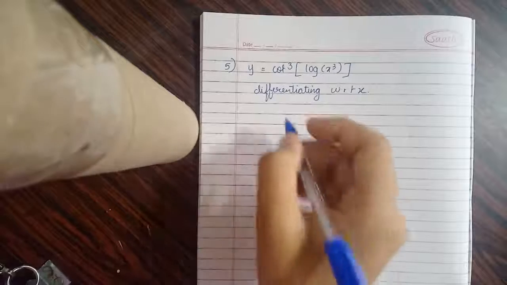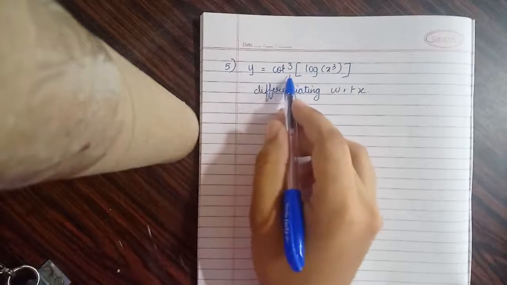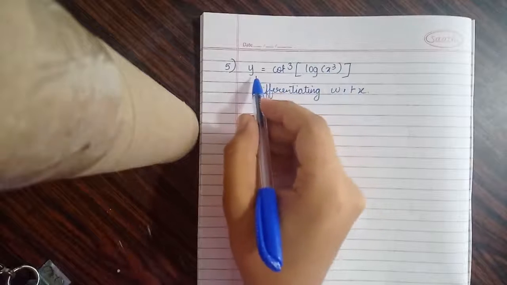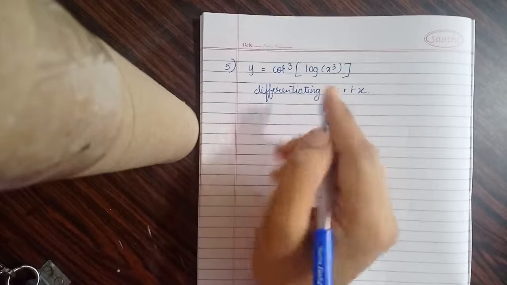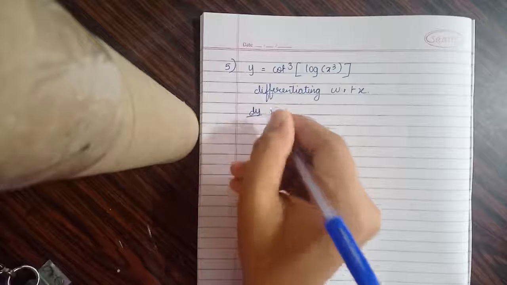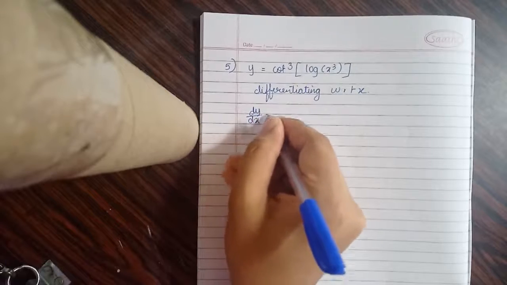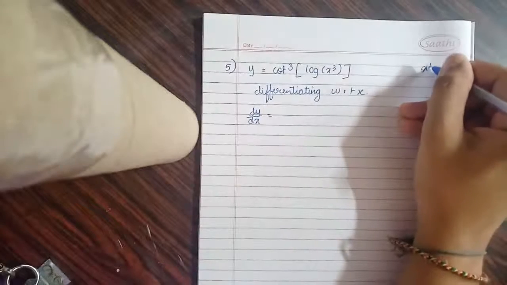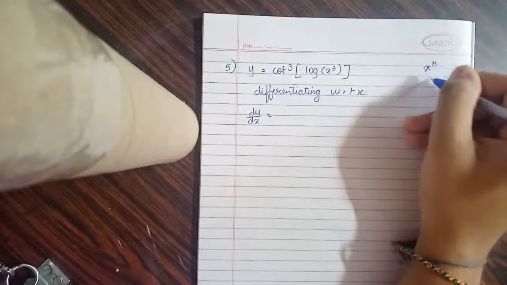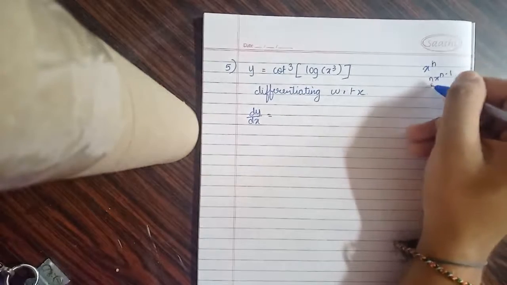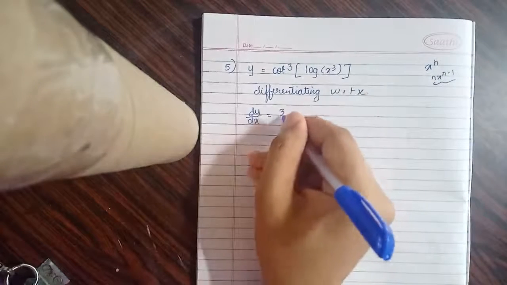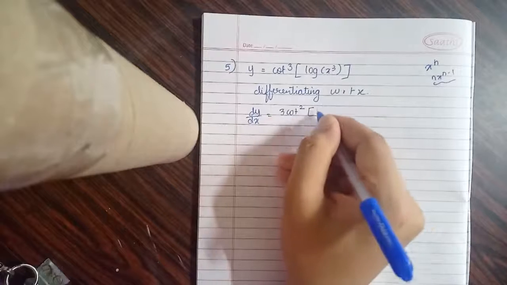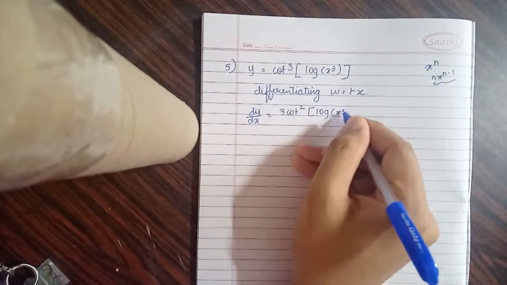Now we take this fifth sum, y is equal to cot cube log of x cube. So now we know the properties. First, differentiating with x, that is dy by dx is equal to cot cube. Remember this formula of x raised to n, this n comes down, that means n x raised to n minus 1. So use that property here. This is 3 cot square into log of x cube.